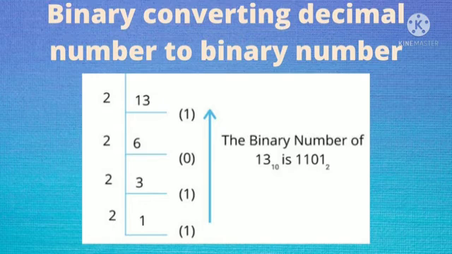Now because we have converted this decimal number to a binary number, the base value will change into 2. So 1101 and the base value is 2. Next to it, you have to write its base value.